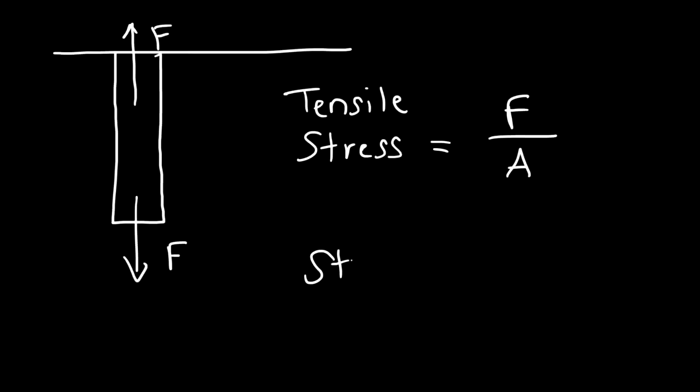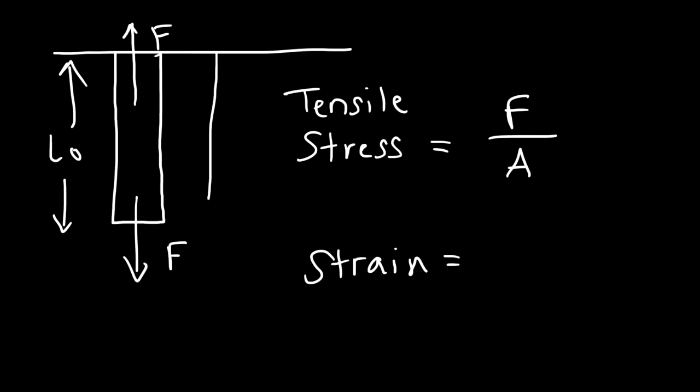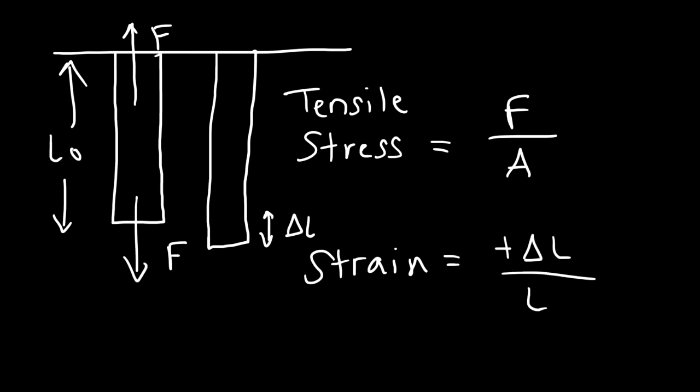Now, the tensile strain of the object is the change in the fractional length of the object. So let's say this is the original length, L0. Then when it stretches, it's going to become longer. And so this change in length, that's delta L. So the tensile strain is going to be positive delta L divided by L0. And keep in mind, delta L is the change between the final length and the initial length.